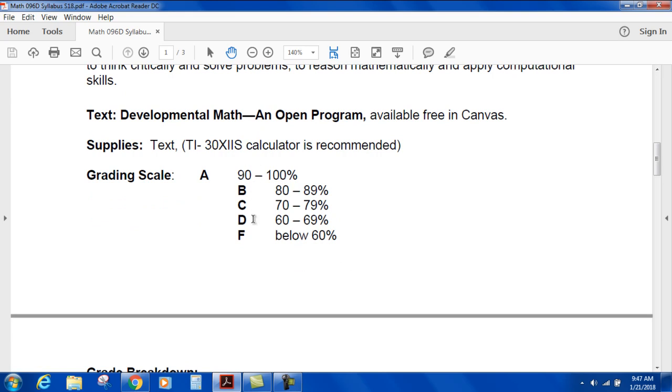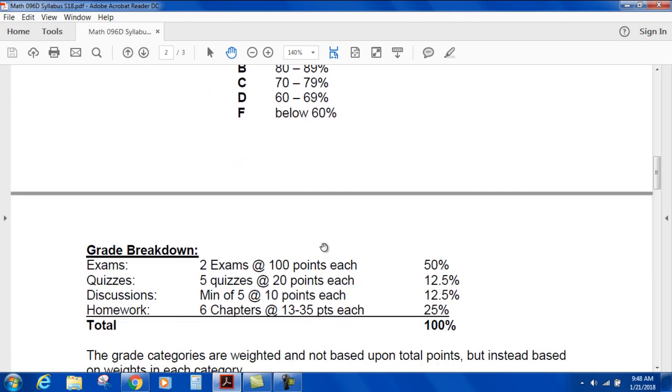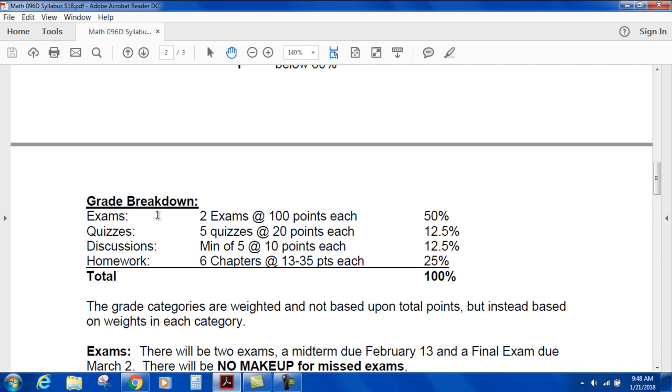Grading scale is A, B, C, D, F, pretty standard. So the grade breakdown. Now this is a 6-week class, so we are going to be moving pretty quick when we cover a lot of material. We're going to have 2 exams, like a midterm and a final. Quizzes, 5 quizzes at 20 points each for that. And then discussions, you need to do at least 5 discussions at 10 points each. And homework, 6 chapters, and they range in points.